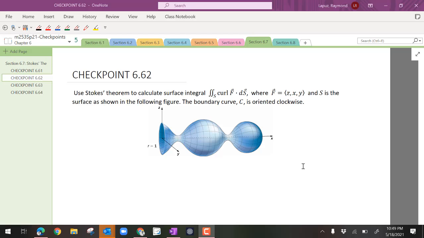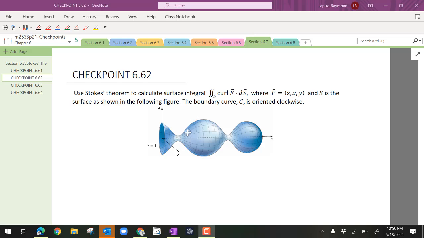Let us work on checkpoint 6.62. They want us to use Stokes' theorem to calculate the surface integral, the flux of the curl of F dS, where F is the vector field z, x, y, and S is the surface shown below, and the boundary curve C is oriented clockwise.